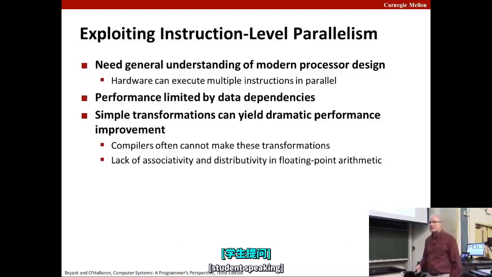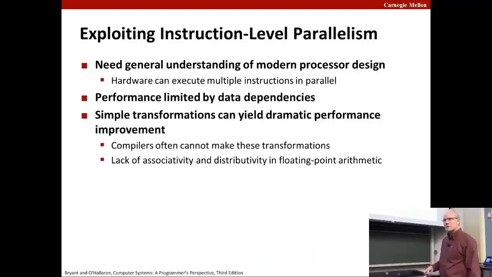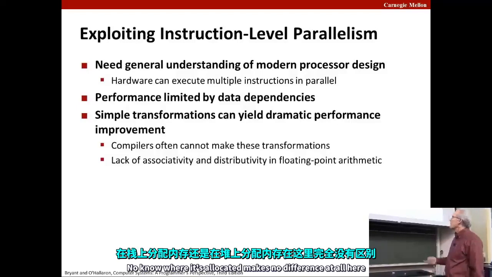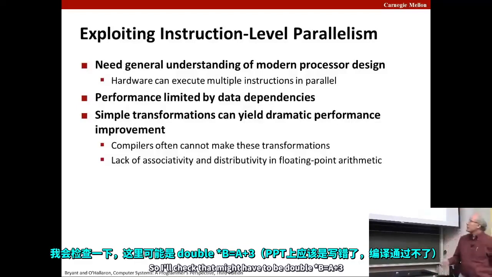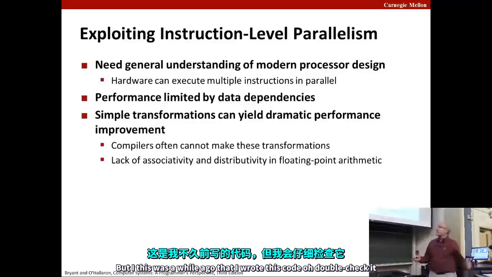Yeah? Is it because when you do this, the array gets stack allocated as a local array instead of on the heap? No, that doesn't make any difference at all. In this code? No, where it's allocated makes no difference at all here. So I'll check. That might have to be double star b equals a plus 3, but this was a while ago that I wrote this code. I'll double check it though.